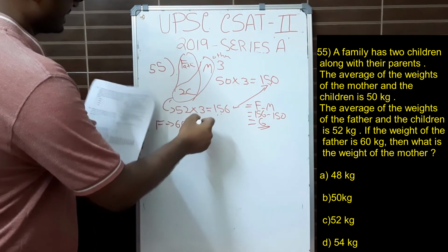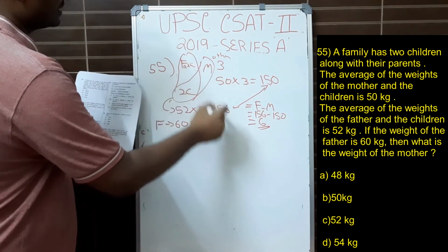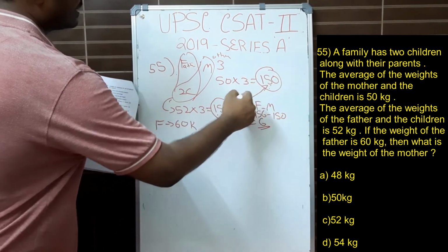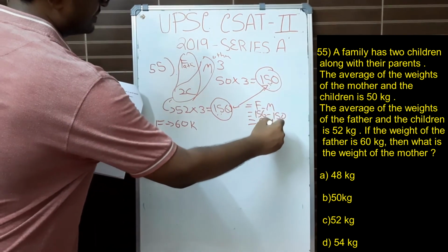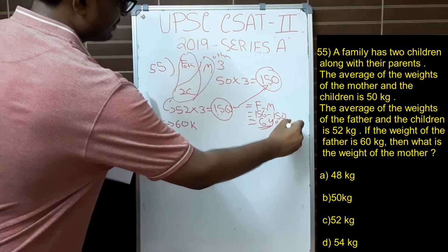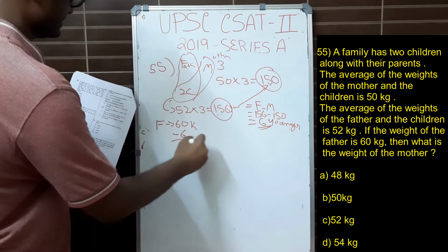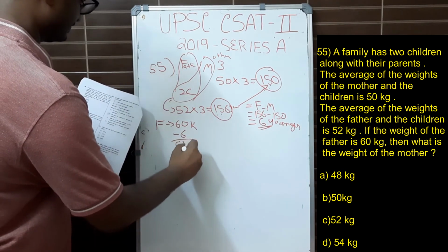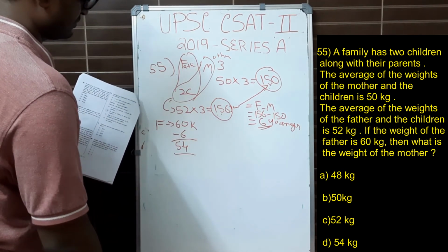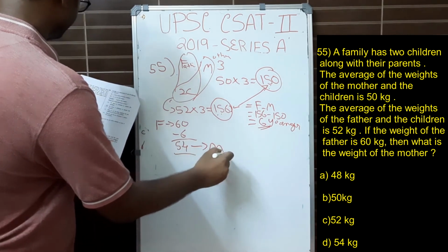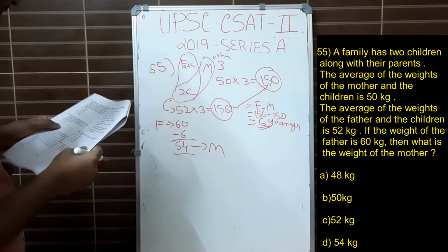So in this particular case, when we take father along with the children, we have the total of 156 and mother as 150. So the mother is definitely 6 kilograms lighter. So mother is 6 kilograms lighter than father. And the father weighs 60. So 60 minus 6, 54. 54 is the weight of the mother, which we have got in option D.